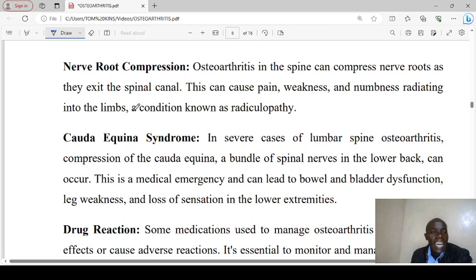We also have nerve root compression. Osteoarthritis in the spine can compress nerve roots as they exit the spinal cord. This can cause pain, weakness, and numbness radiating to the limbs, a condition that is known as radiculopathy.